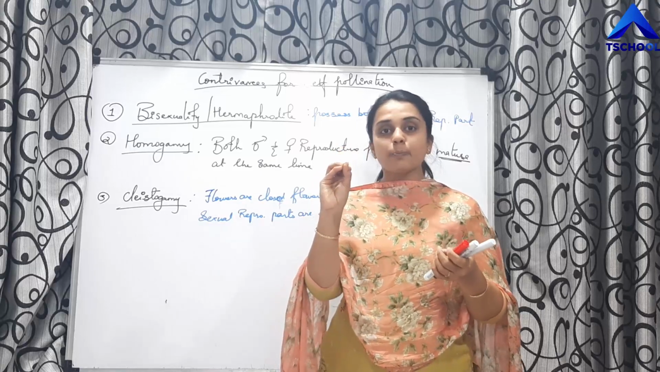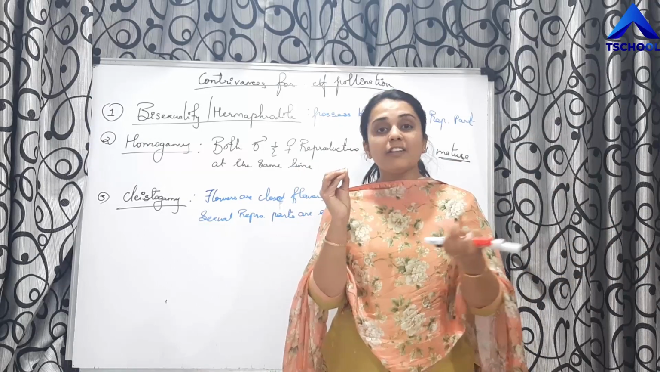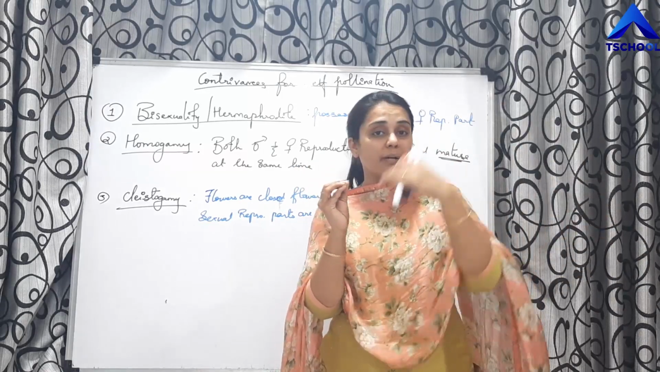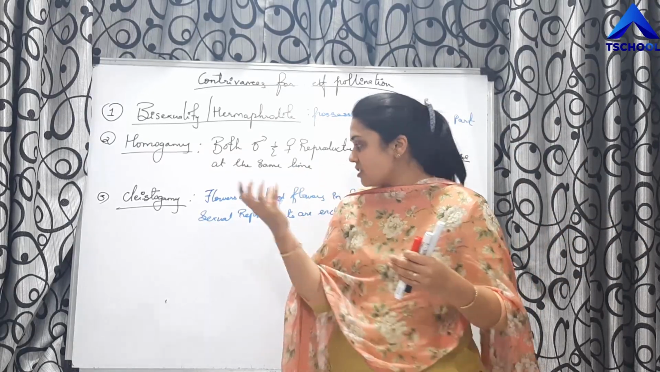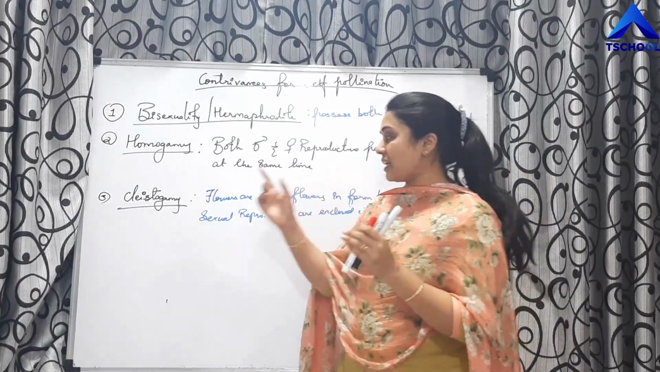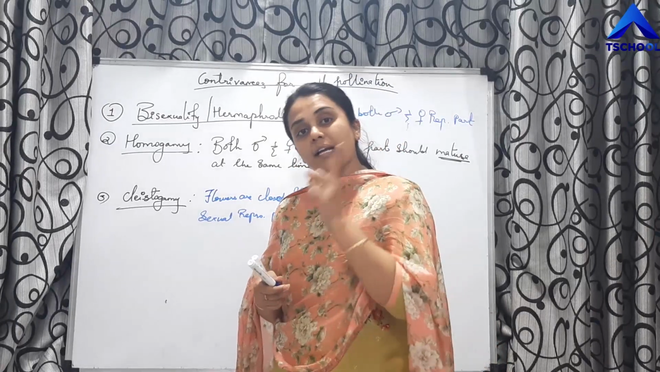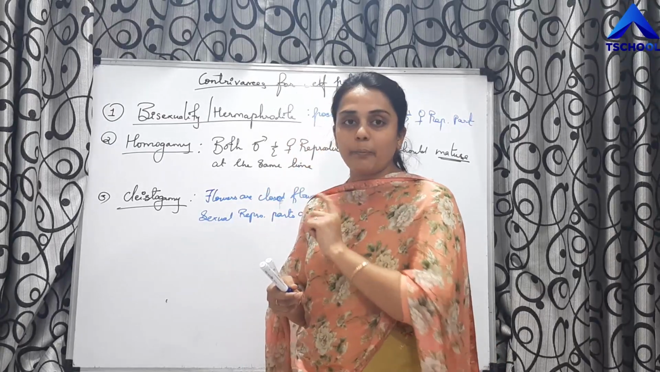So if the flower is closed, how will the pollen grains go outside? Right? Or how will the stigma receive the pollen grains from some other flower? Because the flower is closed. Both male and female reproductive parts are enclosed in the flower. Such flowers are called cleistogamous flowers. This is very important, right?